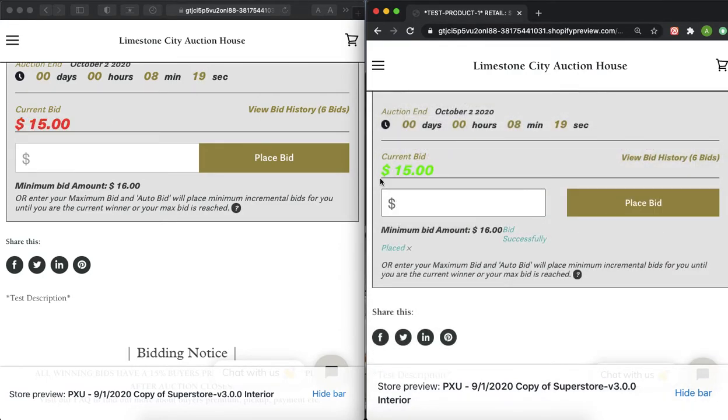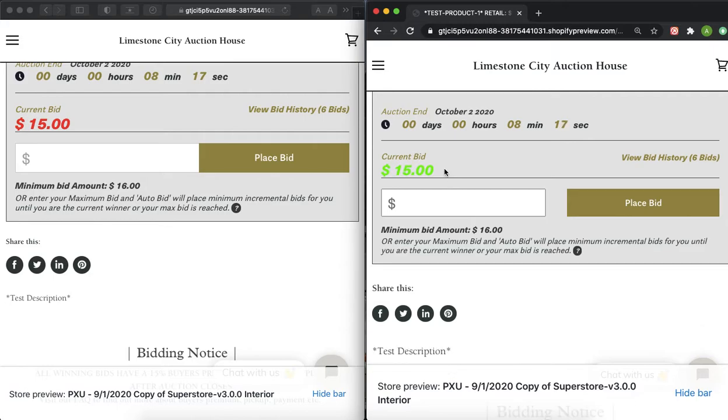When I do that, as we can see, it only went to 15. And the reason that it only went to 15 is because this other person that I was up against, their maximum was 14. So I only beat them by that minimum increment of $1, which took the auction to 15.